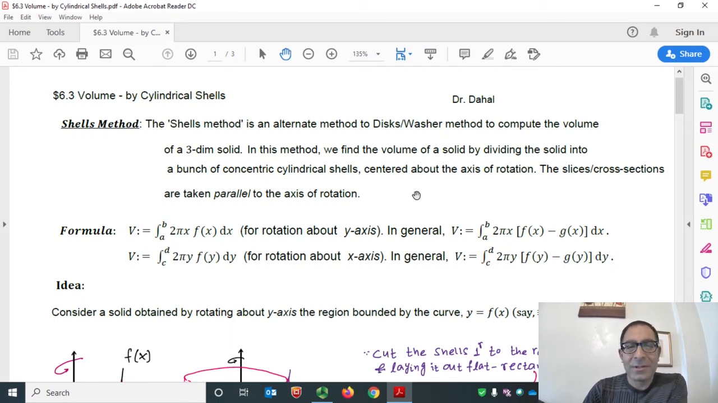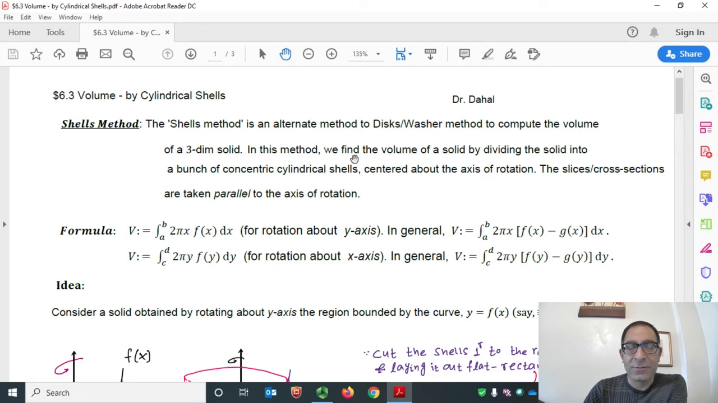Today we are covering section 6.3, volume by cylindrical cells method. So let me start the class right away. The cylindrical cells method is an alternate method to the disk and washer method to compute the volume of a three-dimensional solid.